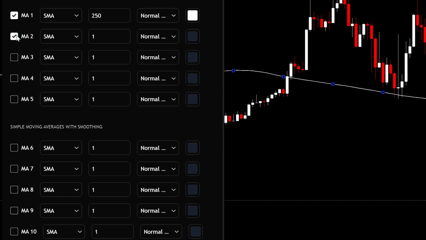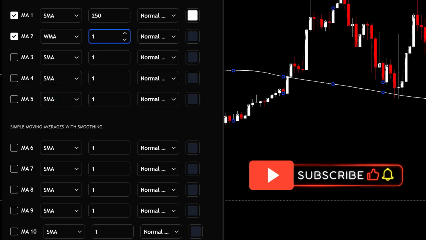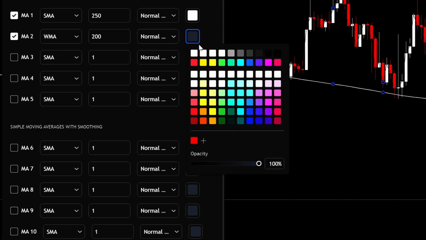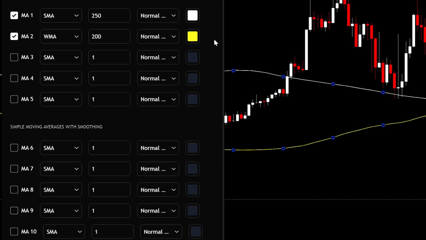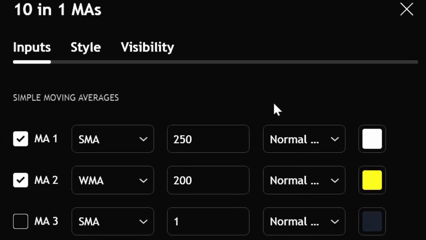Now enable MA2, change its type to WMA. That's weighted moving average. Then set its period to 200. This is gonna give us a slightly shorter term view, but still a strong indication of the overall direction. And again, choose a color. We're not touching the style section, keep it clean.